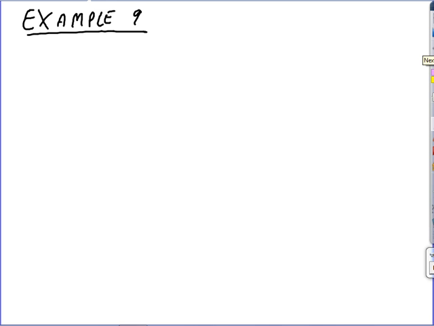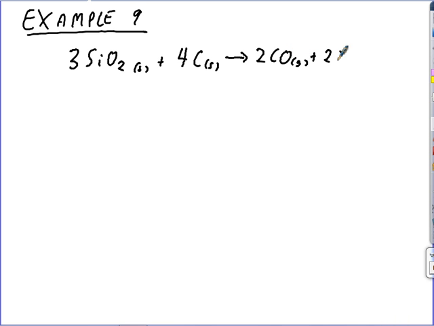You've got example 9 in your booklets, and it says for the following reaction: 3 SiO2, silicon dioxide solids, plus 4 C, carbon solid, turns into 2 CO, carbon monoxide gas, plus 2 CO2, carbon dioxide gas, plus 3 Si, solid silicon. Now all these phases aren't gases, so we can't apply Avogadro's and Gay-Lussac's law to the whole equation, but we can apply this concept of the mole ratio. And the first question says, how many moles of each reactant will be required, and how many moles of each product produced if we have 1 mole of silicon dioxide?